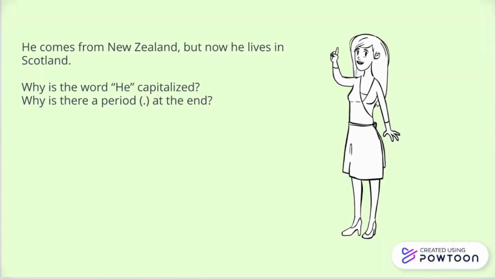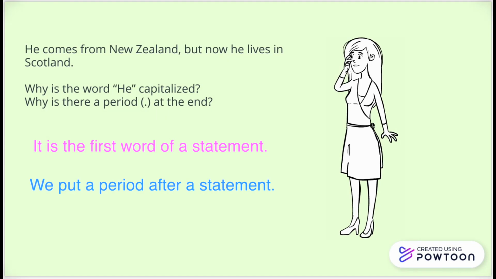Let's study this example sentence. He comes from New Zealand, but now he lives in Scotland. So, why is the word he capitalized? Because it is the first word of a statement. And why is there a period at the end? Because we put a period after a statement.